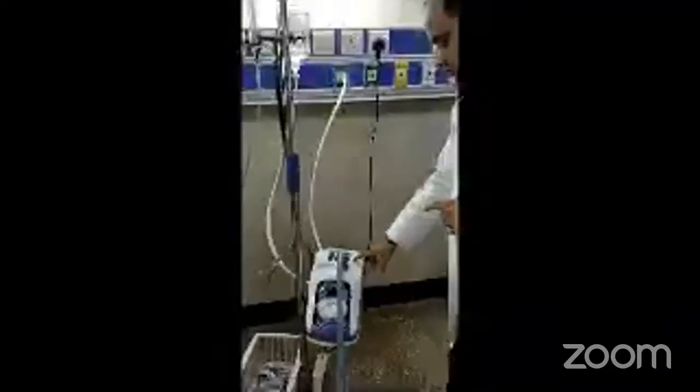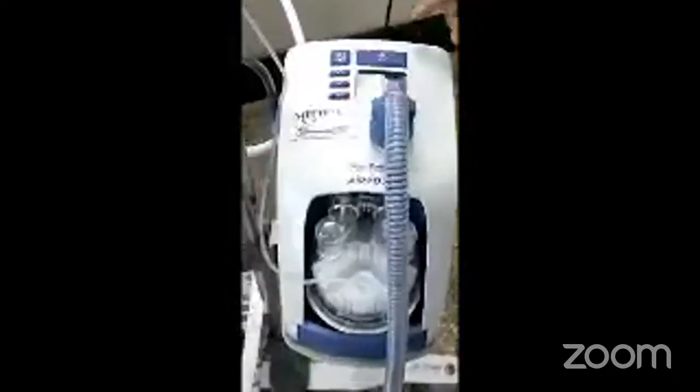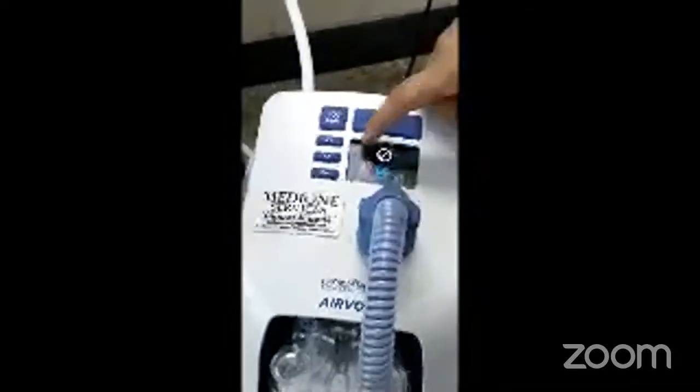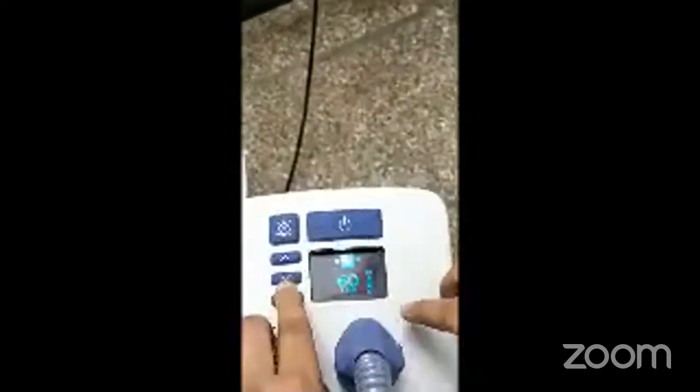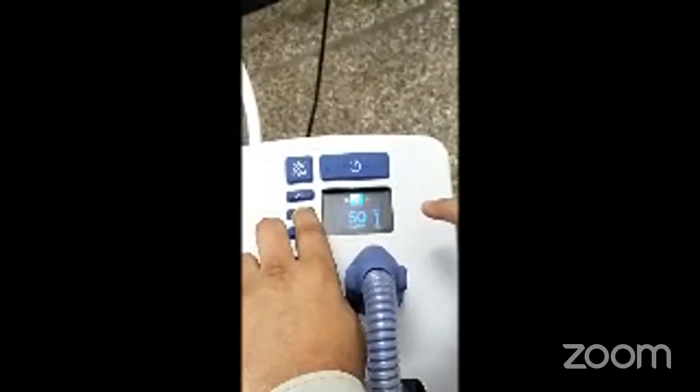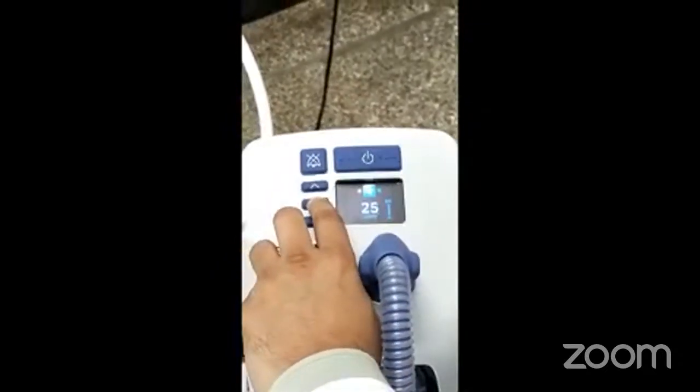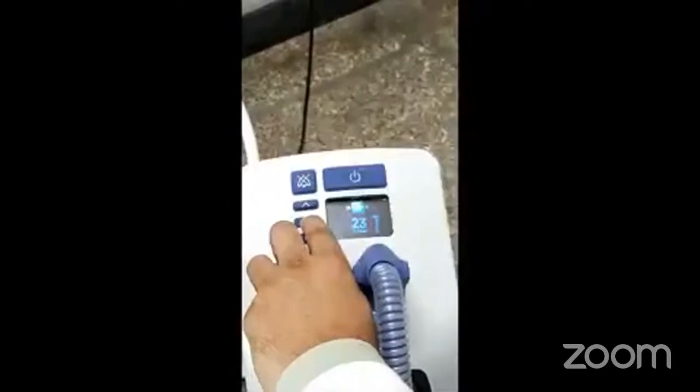Now I will demonstrate how this machine works. This is the on and off button. These are buttons for up and down, and this is for select. Now you can see on the screen, first is 35 degrees Celsius. This is your temperature. By pushing it, this is your flow. You have to set 60 liters, or you can go down. By this you can decrease your flow like this, 50, 40 and 25, 20.